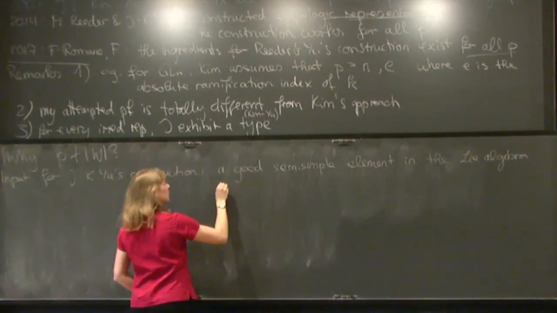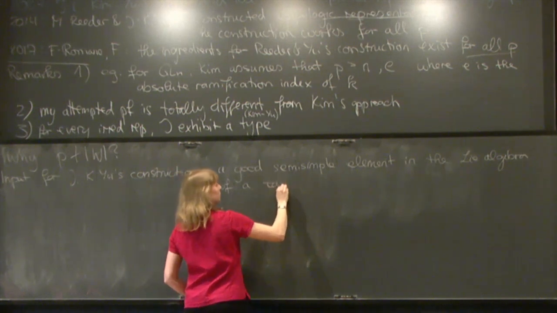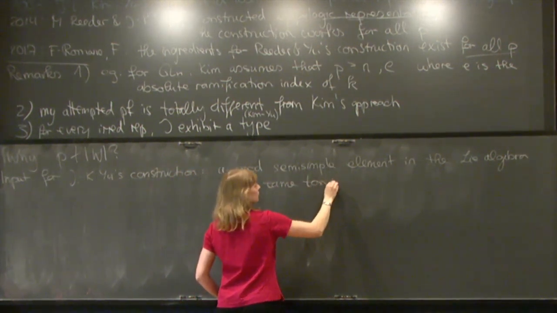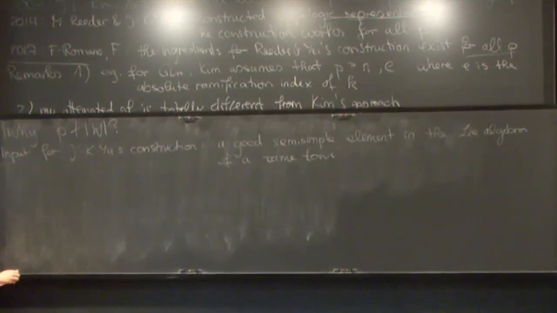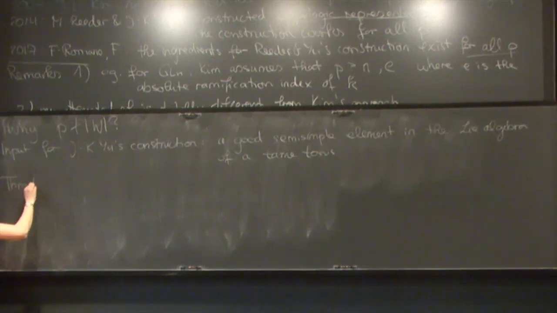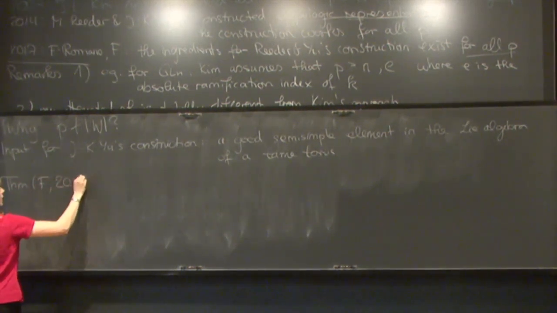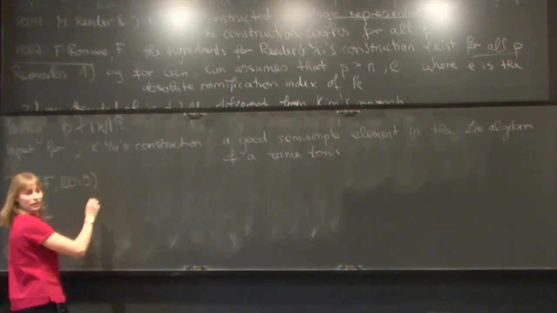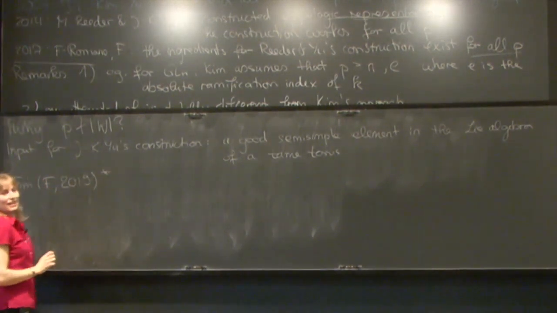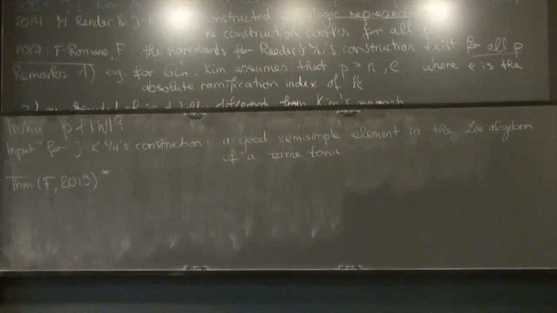In the Lie algebra of a tame torus. By tame torus, I mean a torus that splits over a tamely ramified extension. So that's one of the inputs for JKU's construction. And what I've recently shown, it's on the archive since January, is the following. Let me put a small star here, because I'm slightly lying to you. The equivalence I'm writing down works in almost all cases. If you want to know the precise equivalence, have a look at my paper.